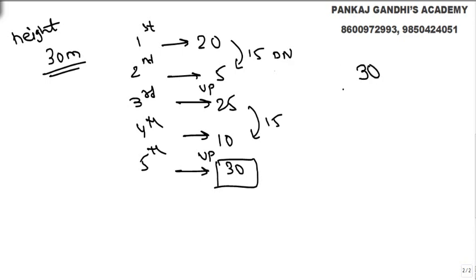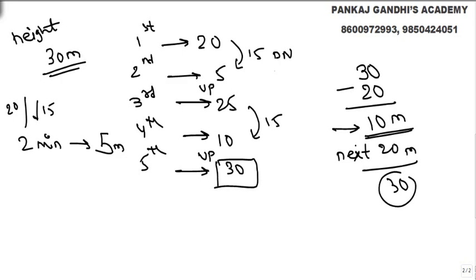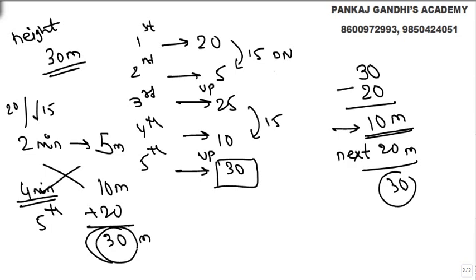Now how to solve it? Total height 30. Maximum, in 1 minute the monkey can go up 20 meters. So if anyhow the monkey reaches 10 meters, in the next minute it will go up 20 meters, that is 30. What we know is, it goes up 20, comes down 15. So in 2 minutes 5 meters, in how many minutes 10 meters? Luckily 10 is a multiple of 5. Up down twice, now in 4 minutes it has come to 10. Next minute it can go up 20, so it will reach the top.